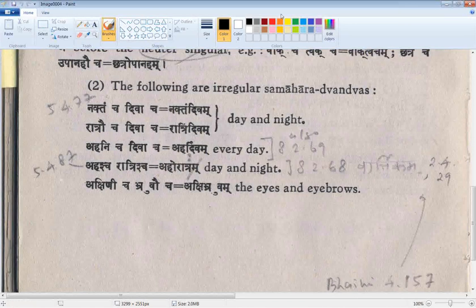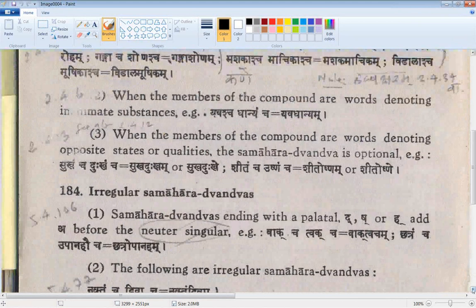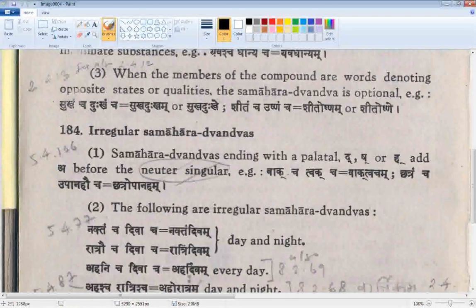Okay, last time we were just talking about this. We are on the page number you see on your screen. Page number is 120, and we are in this bottom part. We are in number 184, and we just finished number 1 last time, which was this one single sutram in the samasanta section.